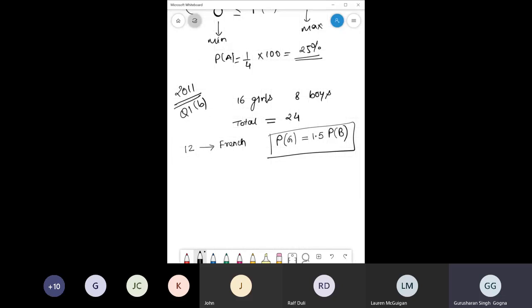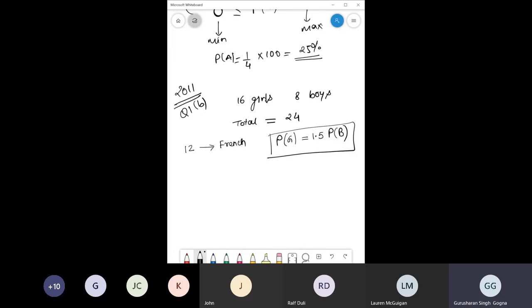So any idea how will you do this question? So total 24 students are there and 12 students study French, but we don't know how many girls, how many boys study French in the 12 students. So how will you answer this question? Any idea? Okay.